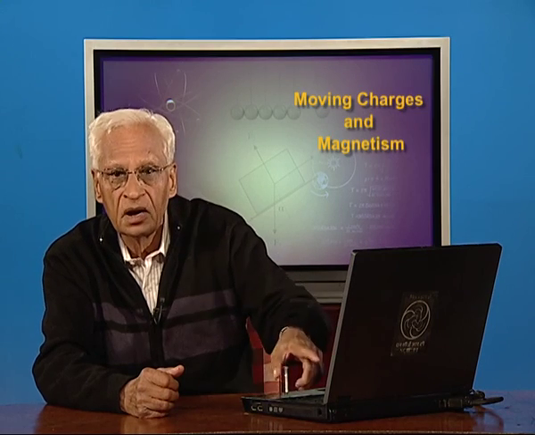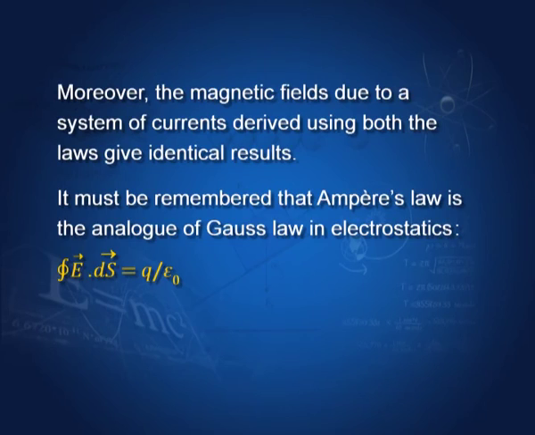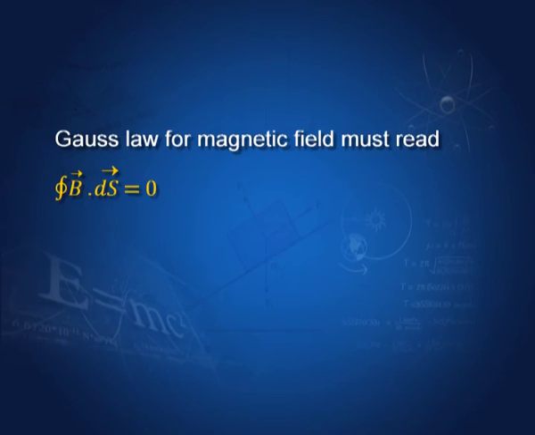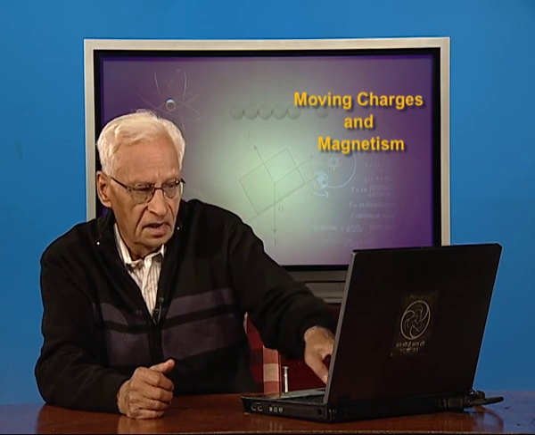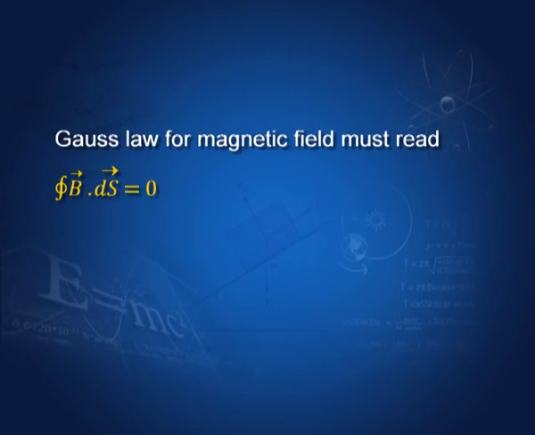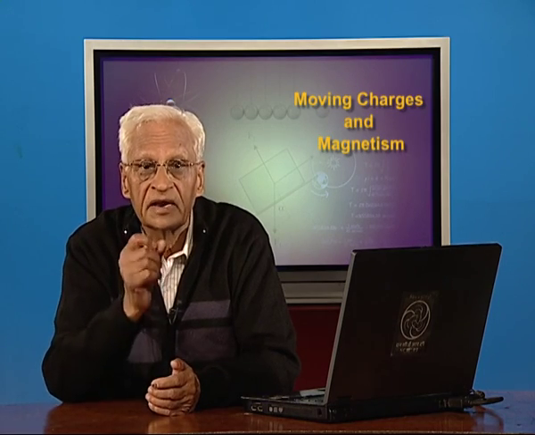I hope you remember Gauss' law. The integral of E dot ds is equal to q by epsilon 0, where q is the charge within the surface S. Incidentally, what would be the form of Gauss' law for magnetism? We have seen Gauss' law for electrostatics. What would be the form of Gauss' law for magnetism? It will be integral of B dot ds is equal to 0. Why 0? Because monopoles do not exist.